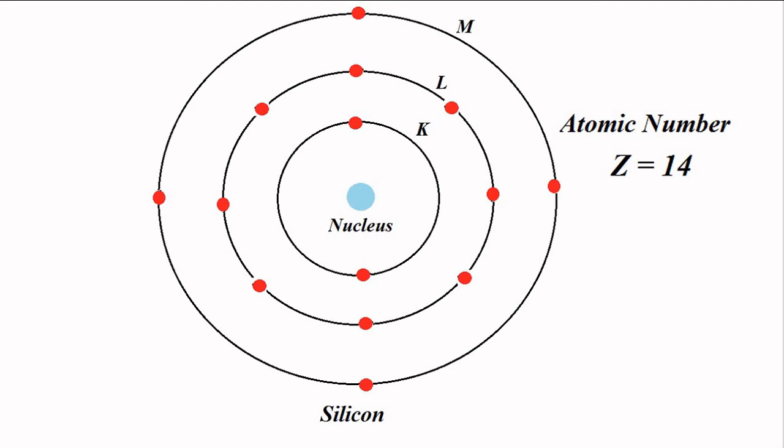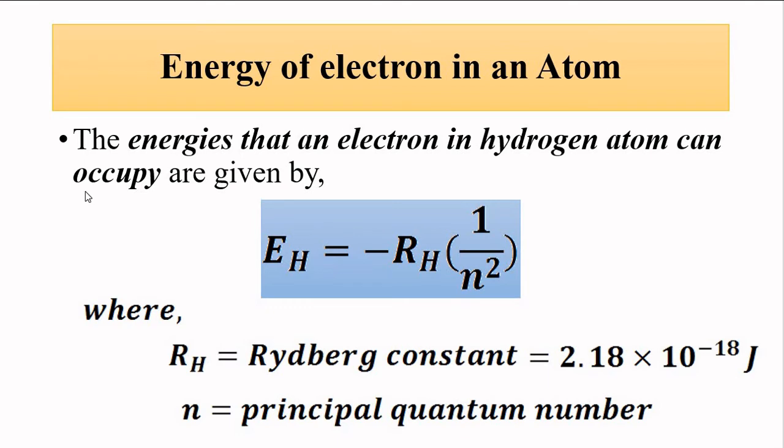And let's say we want to find out the energy associated with an electron. So here if we go back to basic chemistry, where we take the hydrogen atom as the reference, the energy is given by minus RH by n square, where RH is the Rydberg constant and n is the principal quantum number. It is the energy of an electron in a particular orbit, taking the hydrogen atom as reference.